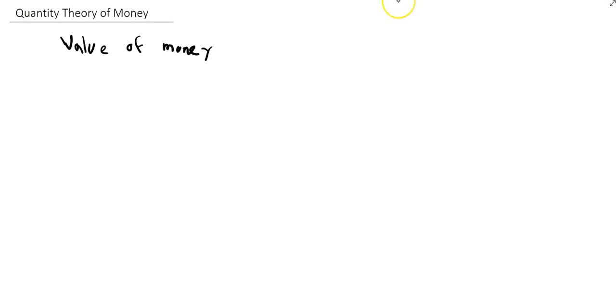Today we are going to talk about the quantity theory of money. We will talk about the value of money and we will see how this is related to inflation. First, let's talk about how we figure out the value of money, and we are going to draw a graph to find out how the quantity of money and the value of money are related.